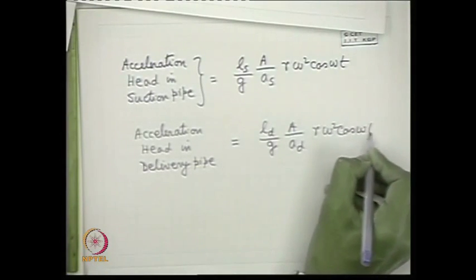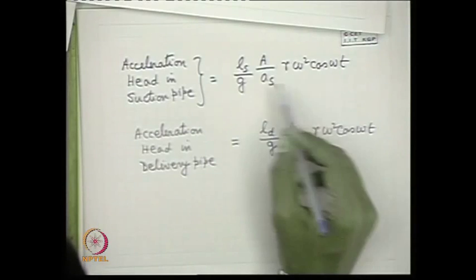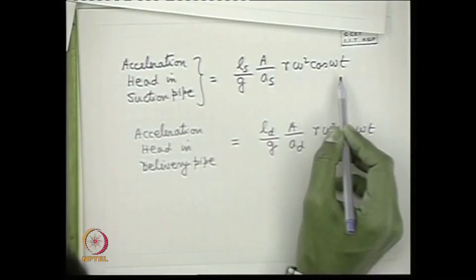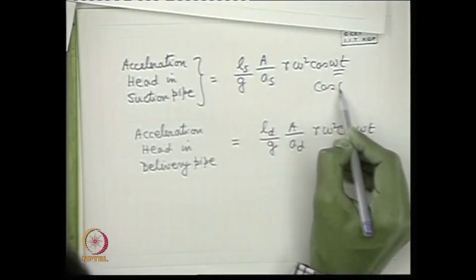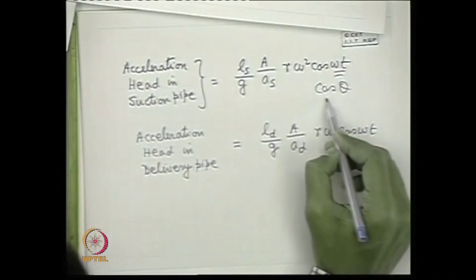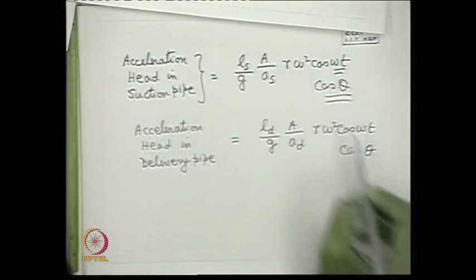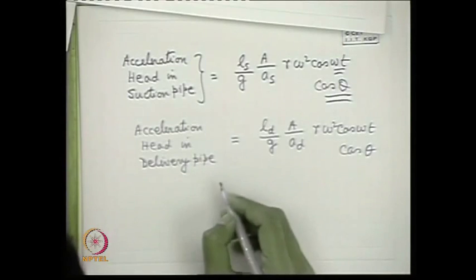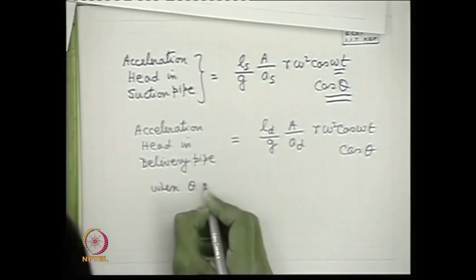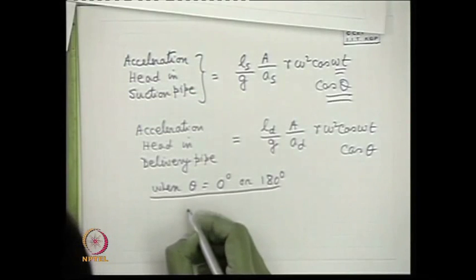Now, from this mathematical expression, it is clear that these acceleration heads will be maximum at the dead center positions and zero midway, since it varies as cos theta. If you want to find the acceleration head variation with crank angle theta, at theta equal to 0 and theta equal to 180 degrees, you see this is maximum, and it is 0 at the mid. So we see the acceleration head is maximum at the two dead center positions, when theta is 0 or 180 degrees.